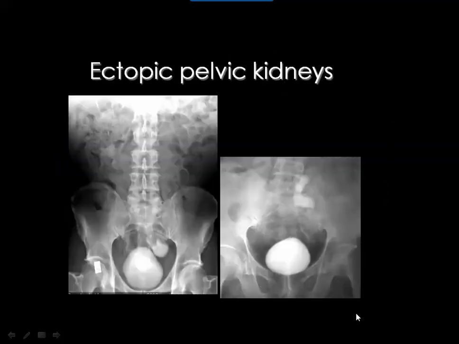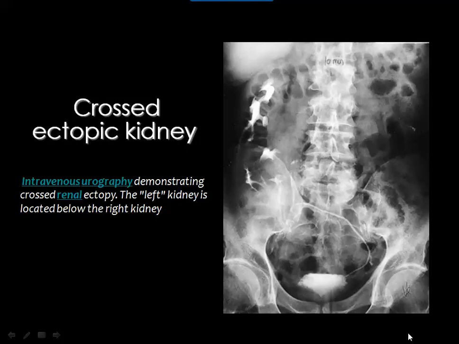Pelvic kidney is usually located against the sacral promontory, but sometimes you can see it adjacent to the urinary bladder. And this is an ectopic pelvic kidney, and this is also another ectopic pelvic kidney near the sacral promontory.